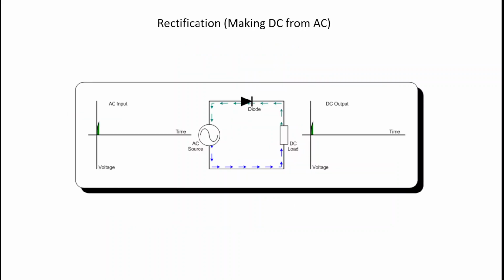Another very common application for a diode is to do rectification. And rectification is the process of taking AC voltage and generating DC voltage simply because a diode will only conduct when in forward biased mode. Therefore, in an AC sine wave, it's only going to be conducting for half the cycle.